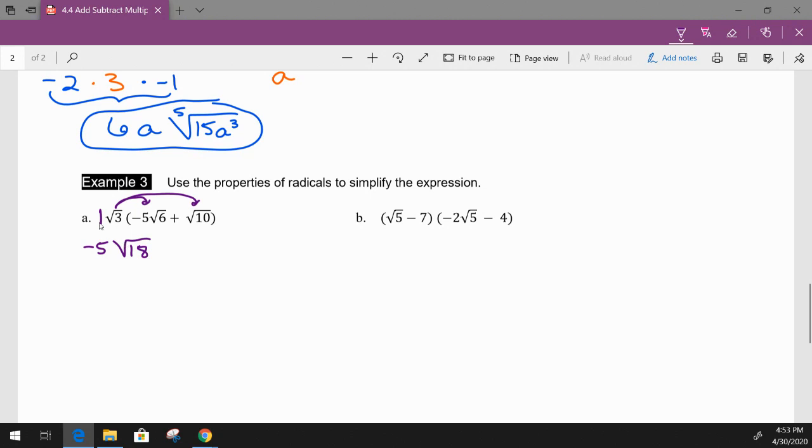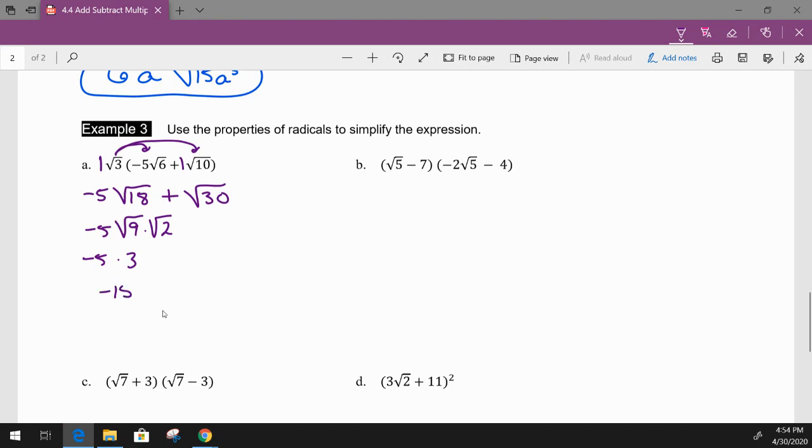And then if I distribute the 1 to the positive 1 basically here, I'm just going to have 1, which I don't need to write anything for that. And then the square root of 3 times the square root of 10 will be the square root of 30. At this point, you have to ask yourself, can I simplify either one of these square roots? So we're looking for perfect squares. Does 18 have a factor that's a perfect square? Yes, 9. So the square root of 18 can be factored into the square root of 9 and the square root of 2. The square root of 9 then becomes 3 times the -5 that's out front is -15 square root of 2.